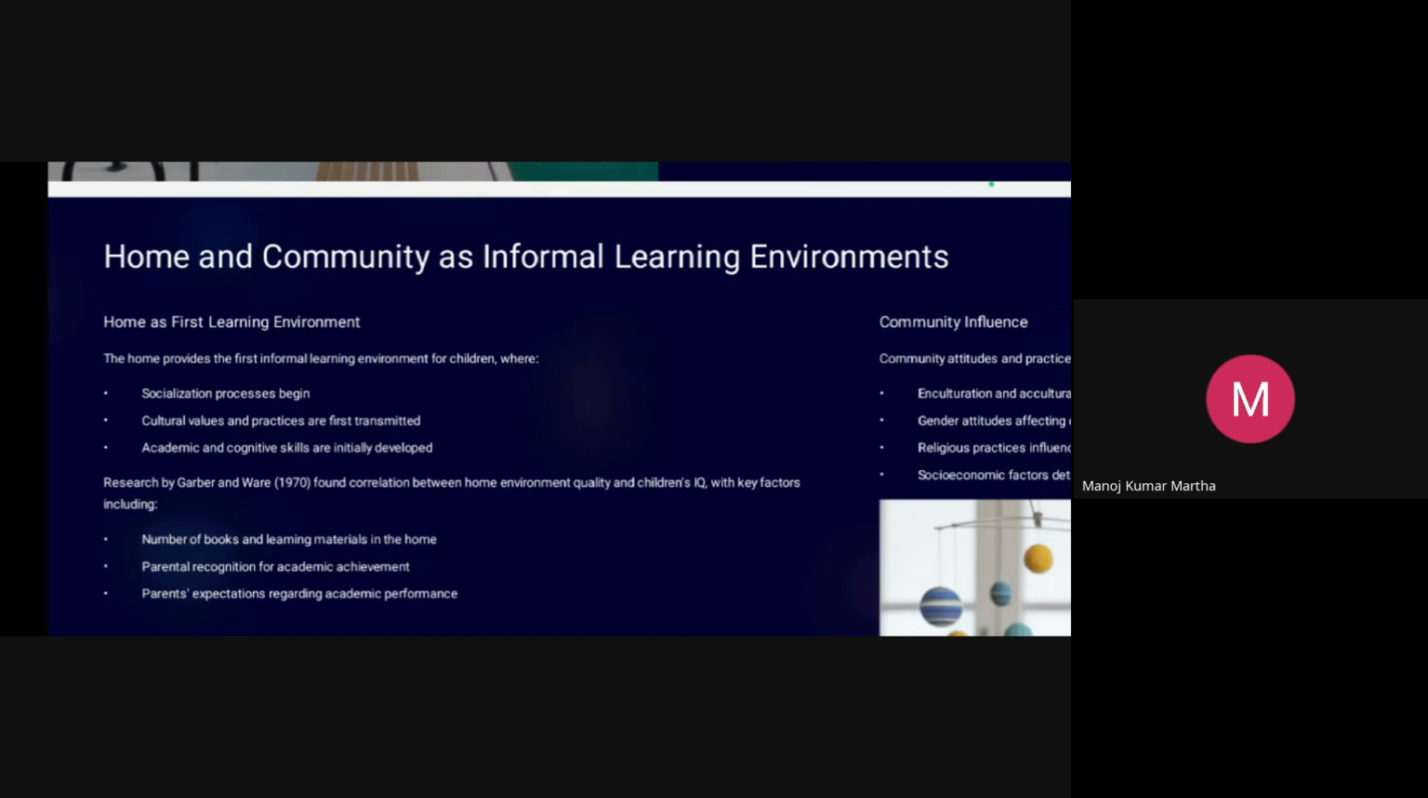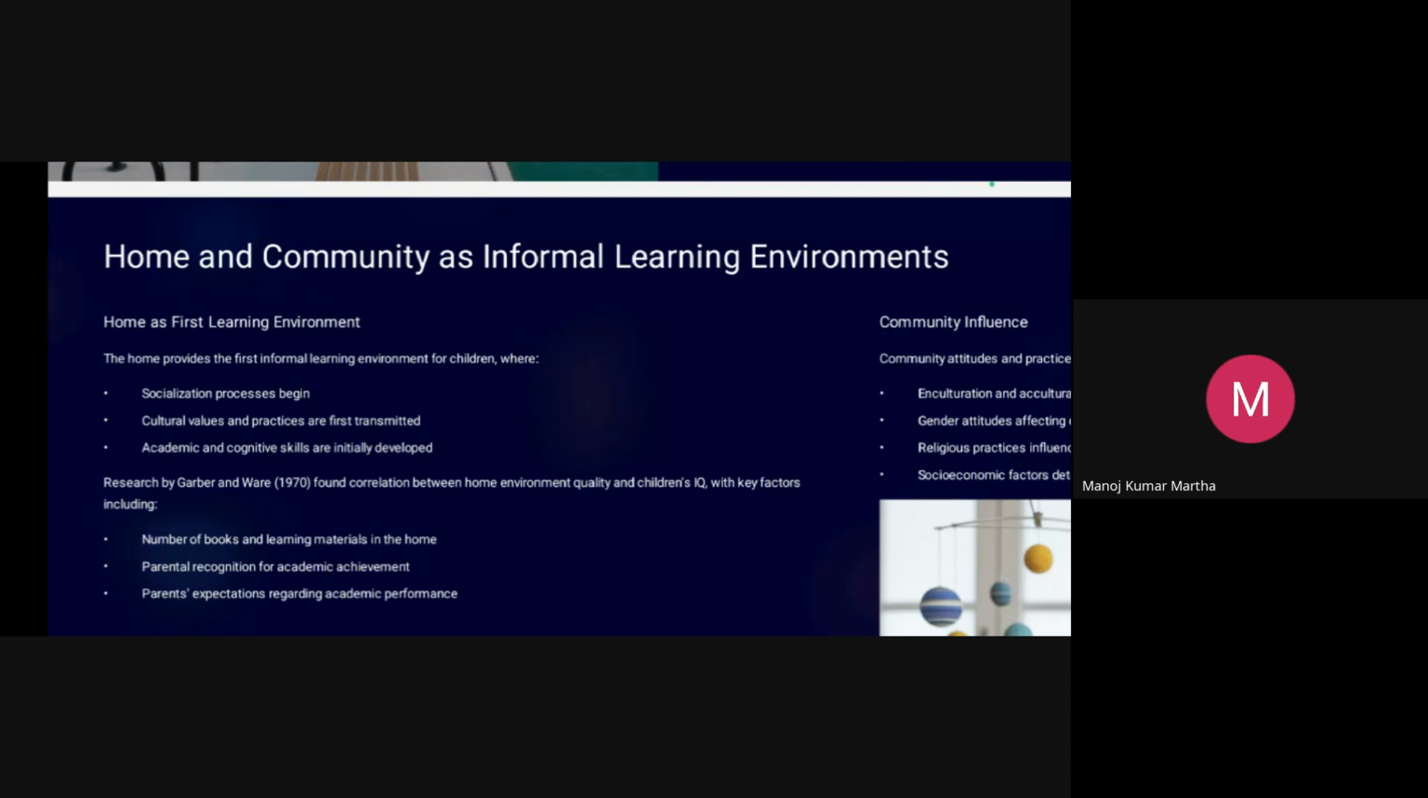or the home inculcates the cultural values and practices for learners for the first time, and his academic and cognition skills are also initially developed here. And different research actually shows that if the home environment is congenial, then the learning process of the student is better. So congenial means good relationship among the different members of the society, and the basic needs of the child are fulfilled by the family.